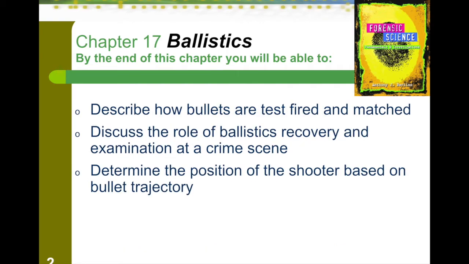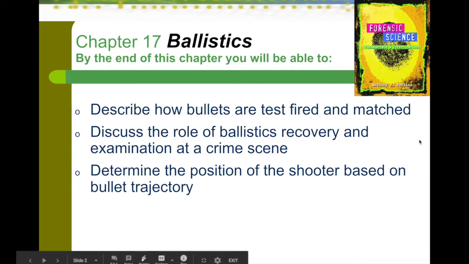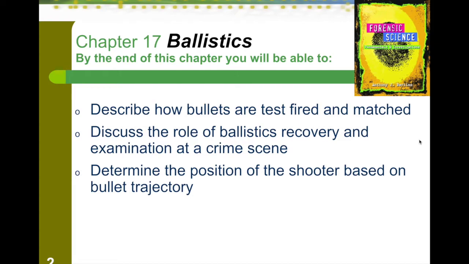We're also going to hopefully describe how bullets are test fired and matched, discuss the role of ballistics recovery and examination at a crime scene, and determine the position of the shooter based on bullet trajectory. This last one's going to be a little bit tricky because it's math-based, and you know how I feel about math. I probably won't ask you to do too terribly much of that, only because I struggle with it myself, so I don't want to send you stuff that is too challenging to do without supports.